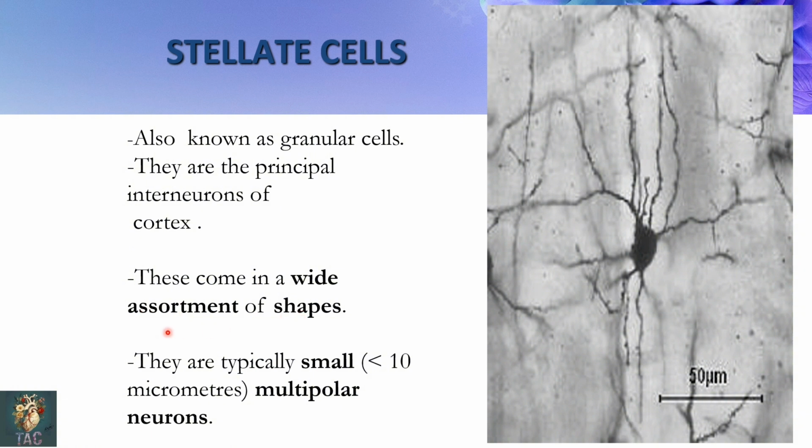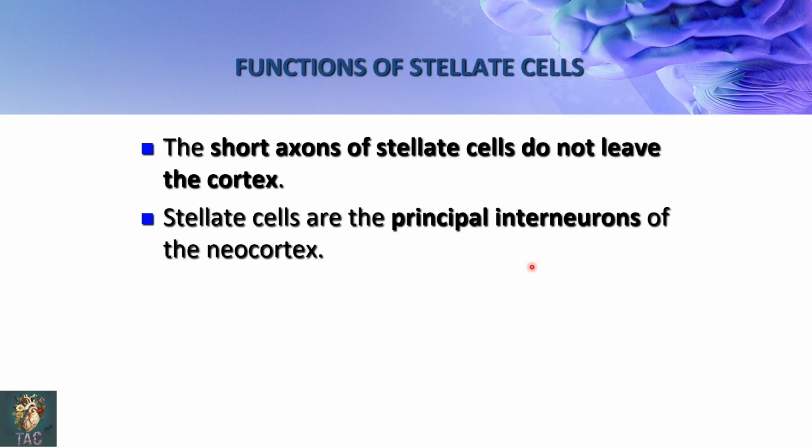These come in a wide assortment of shapes. They are typically smaller, less than 10 micrometers. They are also called the multipolar neurons. So you can see the different dendritic processes coming out of the cell body, which gives a star-shaped appearance to this cell. That's why it is also called the stellate cell. The function of the stellate cell: they have a short axon that does not leave the cortex, and they are the principal interneurons of the neocortex.